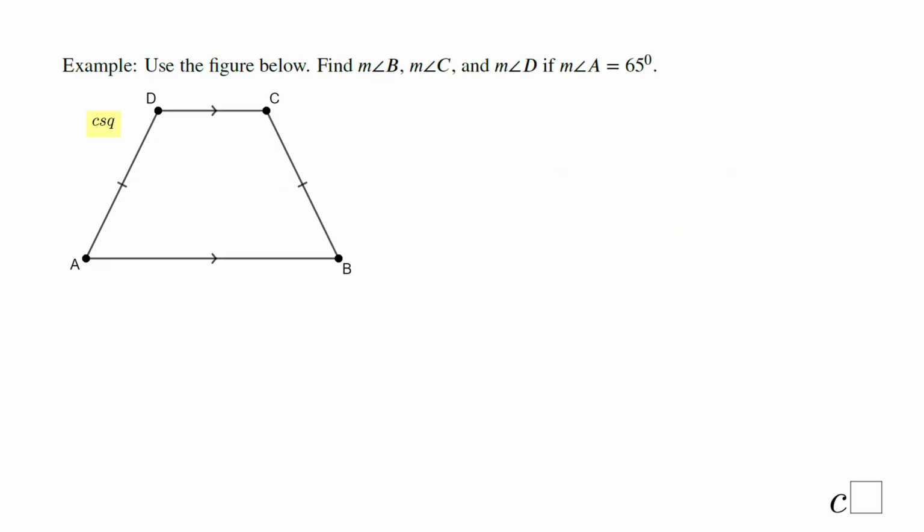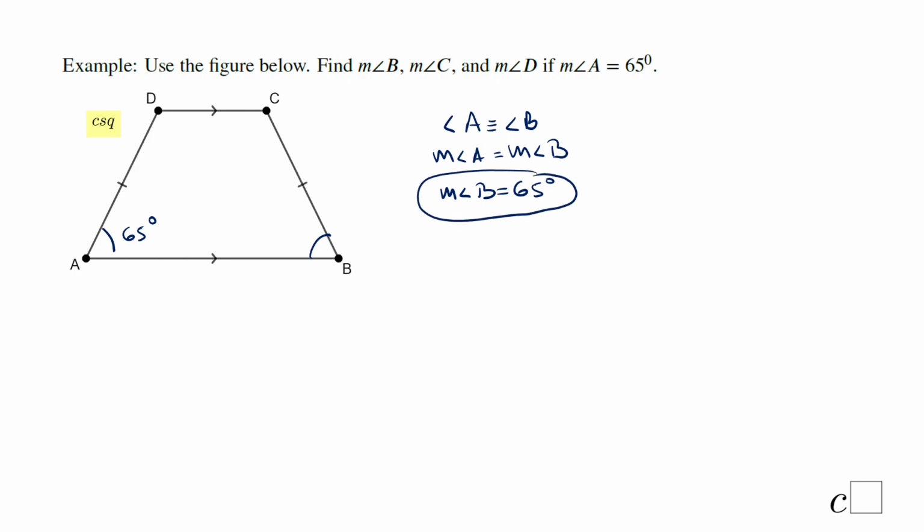So now let's see what's going on here. We have to find the measures of angles B, C and D, and we know this angle A is 65 degrees. So the first one I'm going to find is angle B, this one. Angle A and angle B are congruent. Those are the base angles. So the measure of angle A is the same as the measure of angle B, which means the measure of angle B will be 65 degrees.